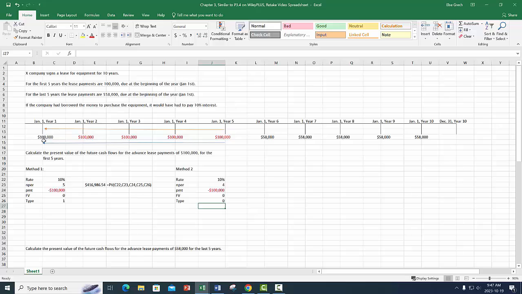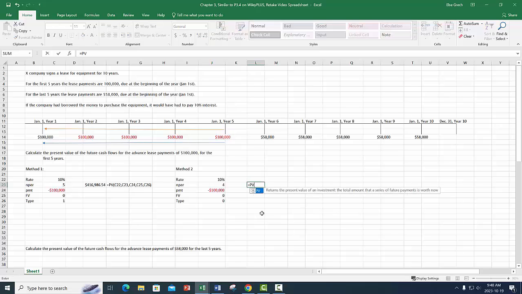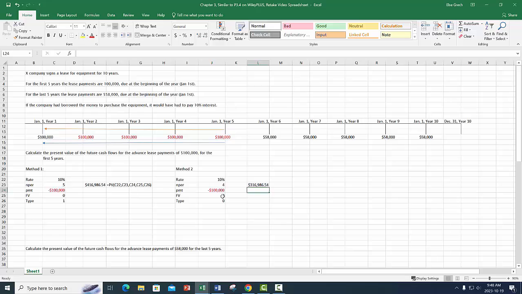So I'm pretending that I'm paying at the end of this period. If I ignore this, I've got this whole period, and now I'm taking into account this payment of $100,000 as happening at the end of a year. And it is at the end of a year. So in this case, I'm going to do equals present value, and I'm going to use my rate, the 100,000, the future value, and my type. And you'll see this is $316,986.54. So that's these four payments, pretending that they're being paid at the end of a period.